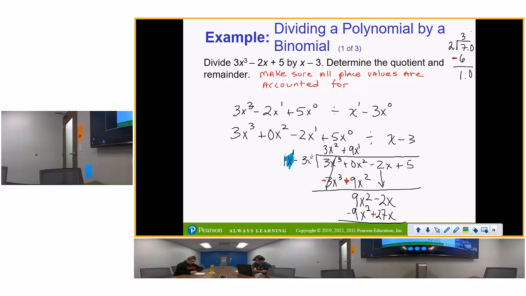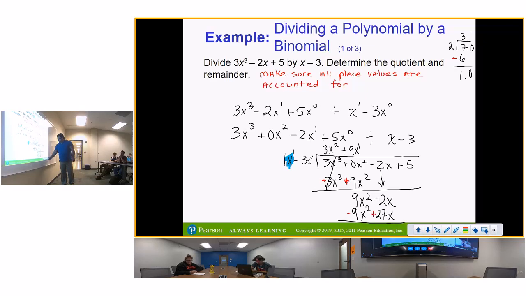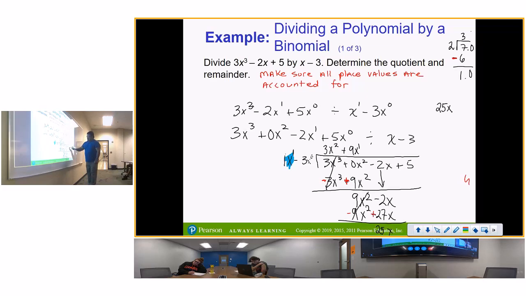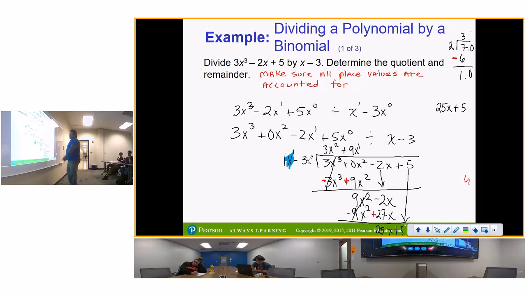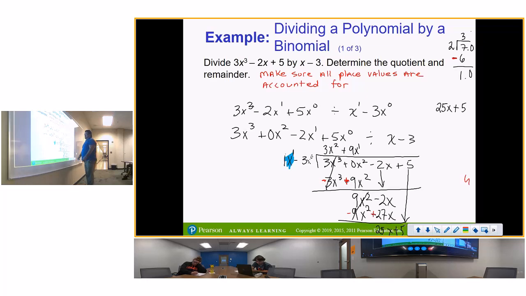Okay, so that's going to give us negative, that's 25 what? 25x. So I've got 25x, and what comes down to help out? Plus 5. Okay, so 25x.